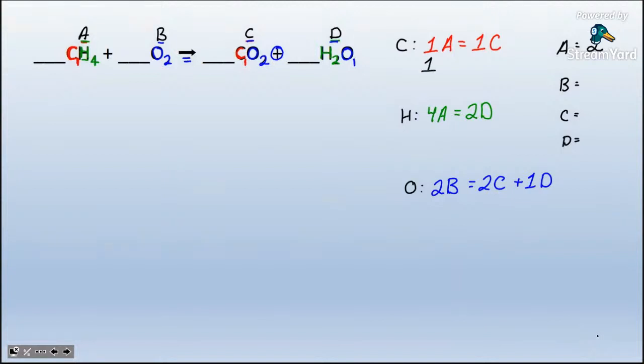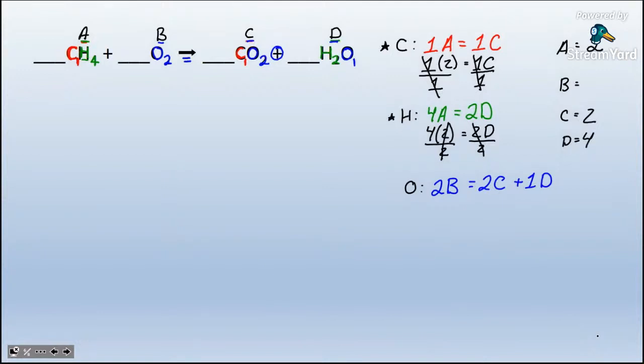So I've got the equation 1A, where A is now defined as 2, equals 1C. So solving for C, I would divide both sides by 1, so C would have a value of 2. And I'm done with carbon's equation. Now I can look at hydrogen. 4 times A, where A is 2, equals 2D. Solving for D, I divide both sides by 2. And D equals 4. Now I'm done with hydrogen's equation.